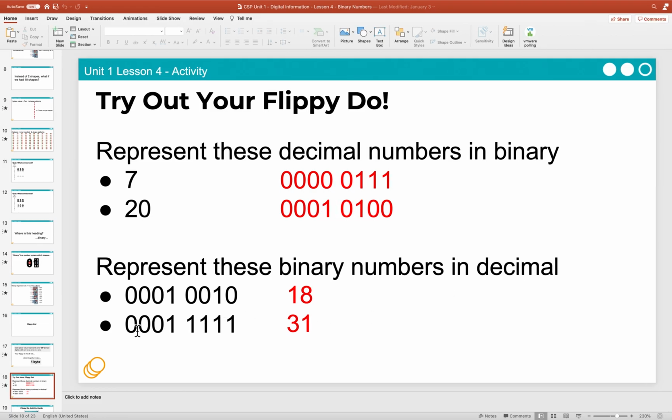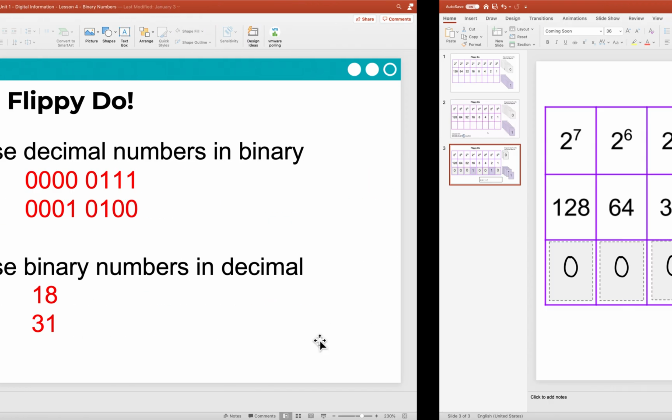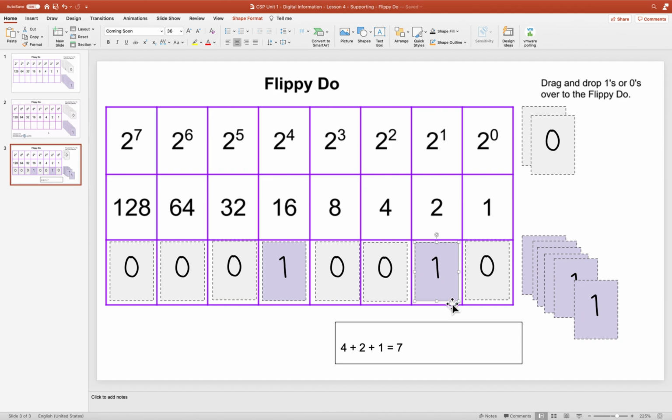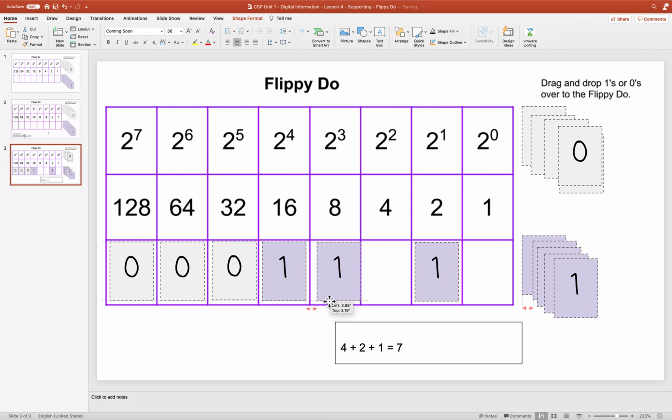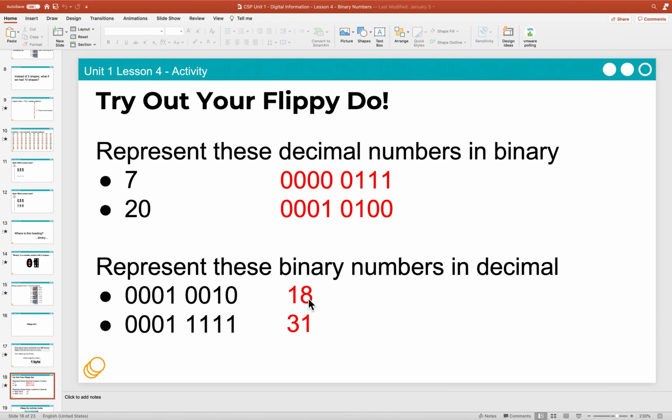So what's the next one? 0, 0, 0, 1, 1, 1, 1, 1. We saw there that it says 31, but let's just go and test that. Make sure the PowerPoint slides are right. Make sure I didn't type something in wrong. So what was it? 0, 0. It was, yeah.